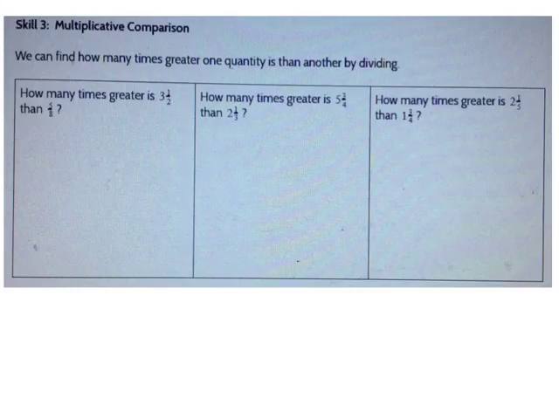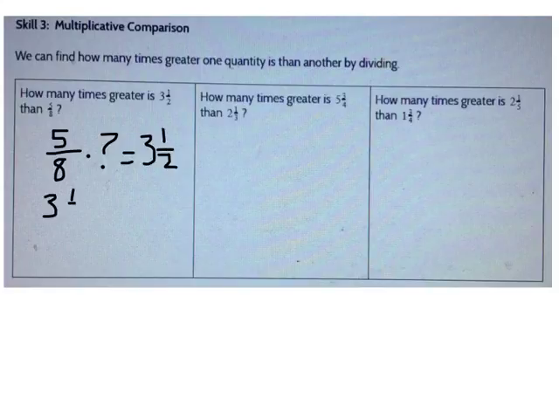We can also use division to make a multiplicative comparison. Let's look at the first problem. How many times greater is 3 1/2 than 5/8? That means 5/8 times what number is 3 1/2? That's the same as 3 1/2 divided by 5/8.